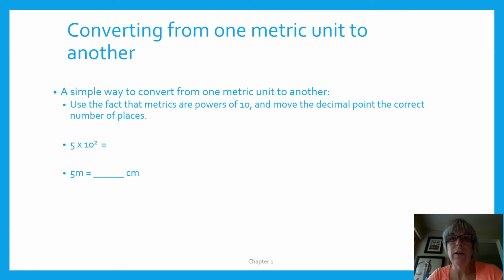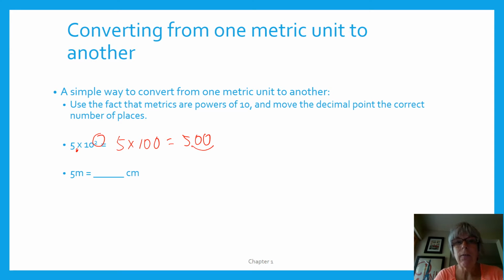So our simple way to convert metric units is to use the fact that metric units are all powers of 10. And when we multiply by 10, essentially we move the decimal to the right. When we divide a number by 10, we're really moving the decimal to the left. If we take 5 times 10 to the second, or 5 times 100, we get 500. So when we multiply 5 times 10 to the second power, the decimal moves from behind the 5 2 places to the right.